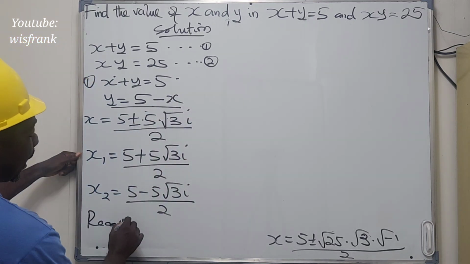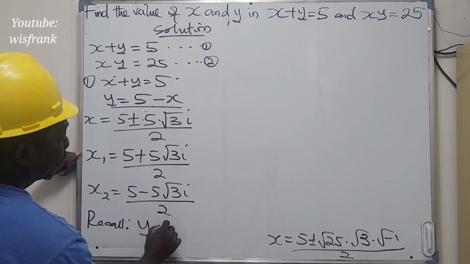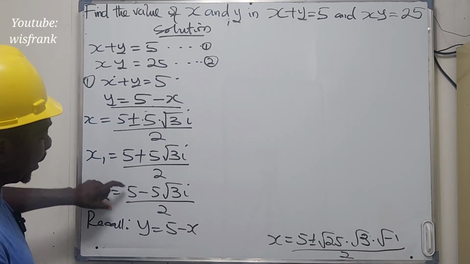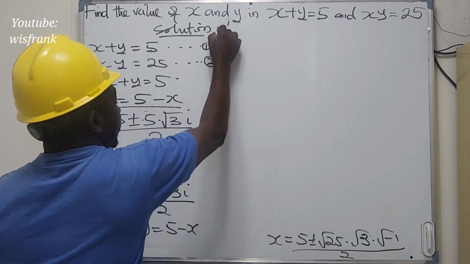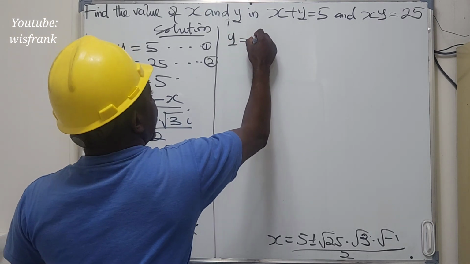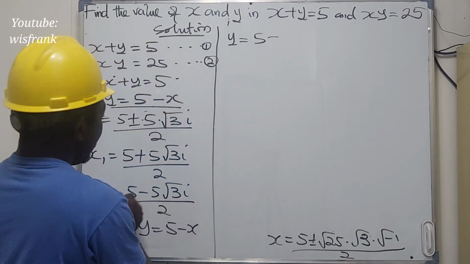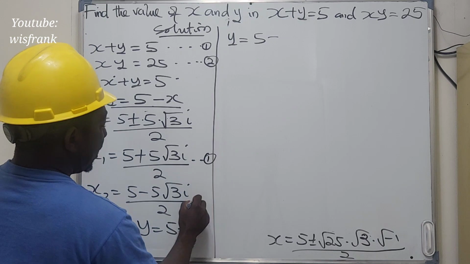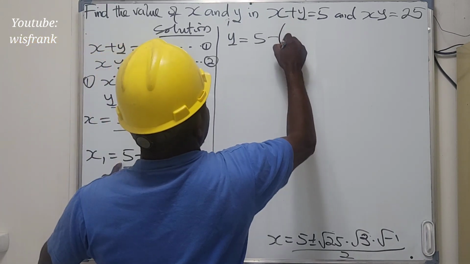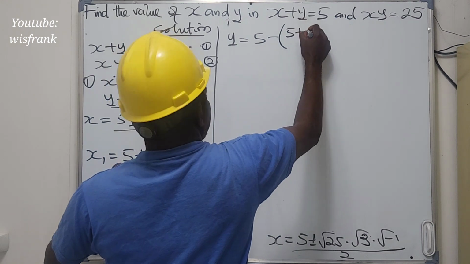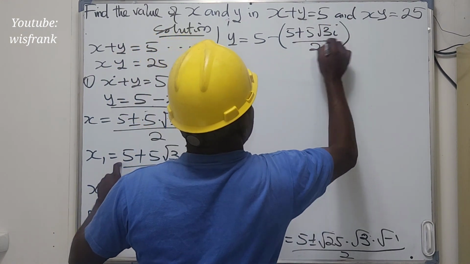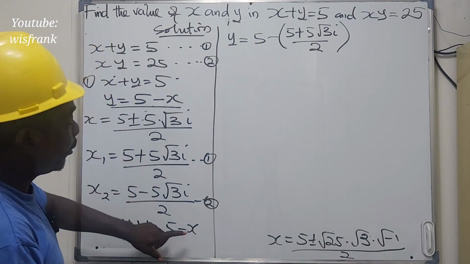We recall that we had y equals 5 minus x. So we are going to substitute the value of x into this. So that will give us y equals 5 minus, let's take this as case 1 and let's take this as case 2. So for the first one, where we have 5 plus 5 root 3 i all over 2, this is what we have as the value of x.